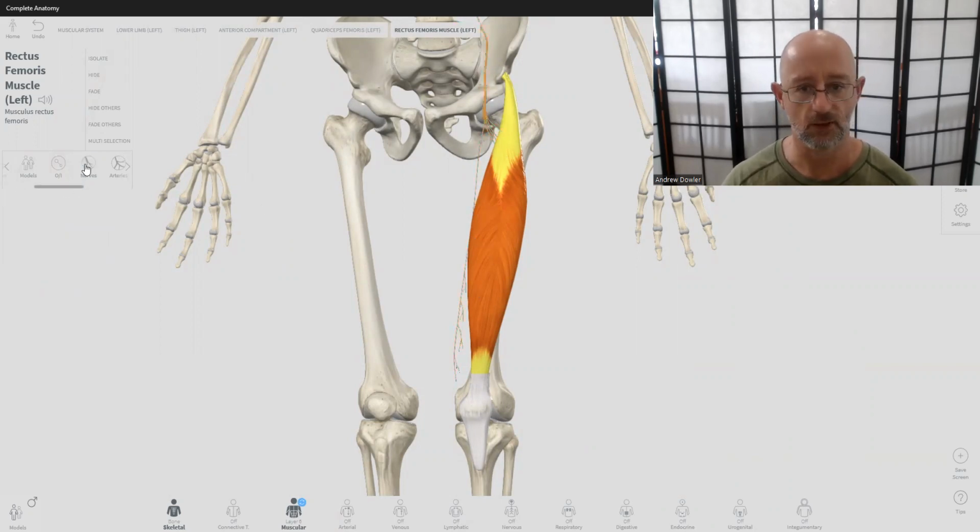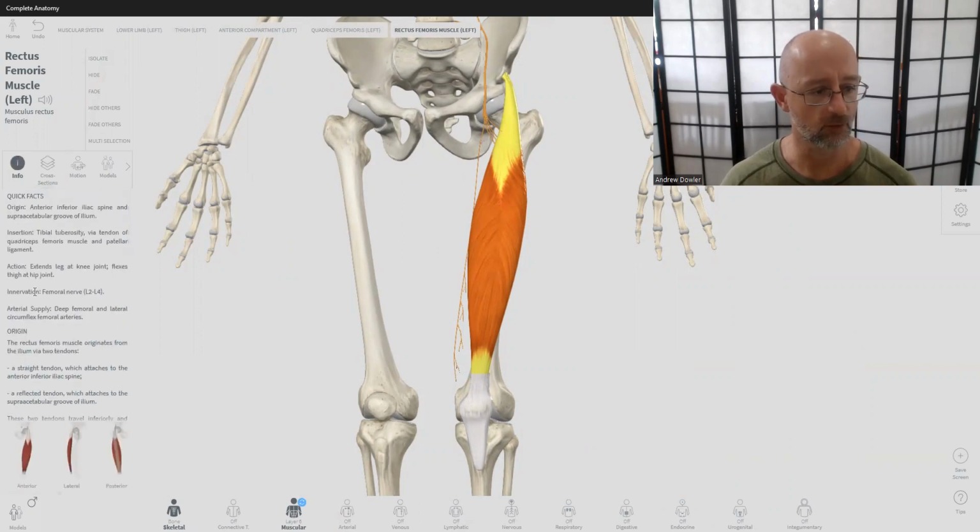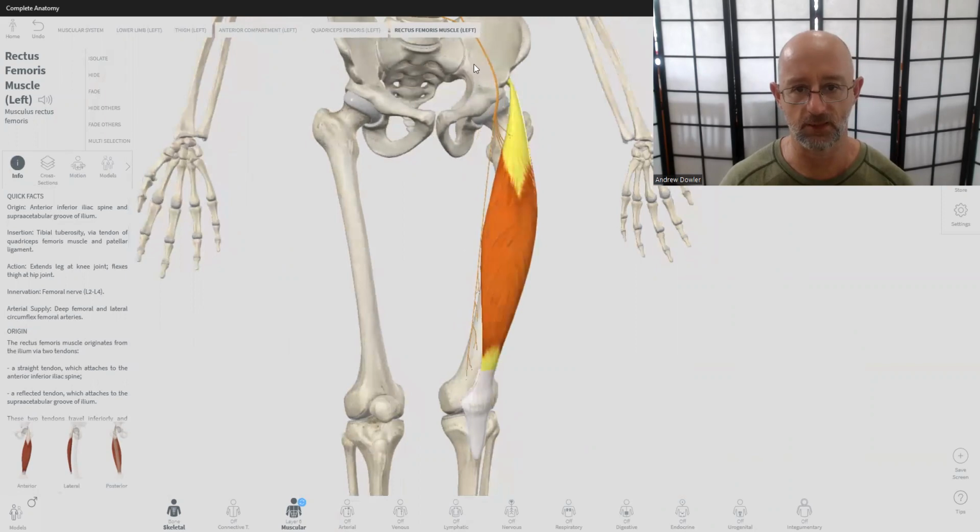Let's take the nerves away. Okay, so what else do we want to look at? We'll go back to info. Action, innervation, arterial supply: deep femoral and lateral veins and arteries. They're going to come down through here again, so you've got some pretty big arteries through there.